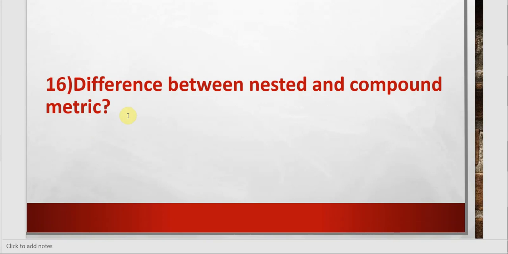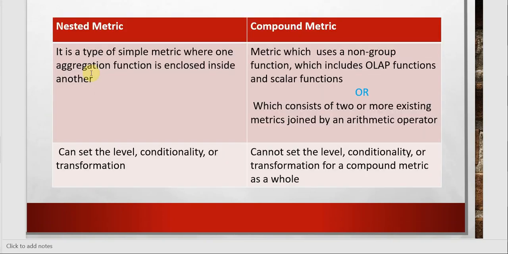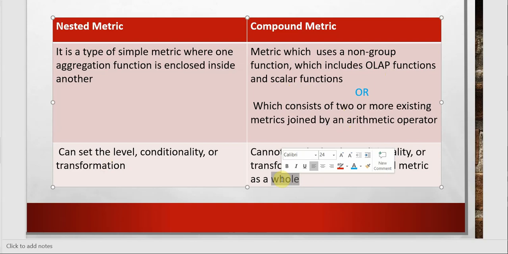What is the difference between nested and compound metric? Nested metric is a type of simple metric where one aggregation function is enclosed inside another, while compound metric uses a non-group function which includes OLAP functions and scalar functions, or it can consist of two or more metrics joined by an arithmetic operator. For nested metric, we can set the level, condition, and the transformation. But for compound metric, we can't set it as a whole, even though the individual metrics will have it.